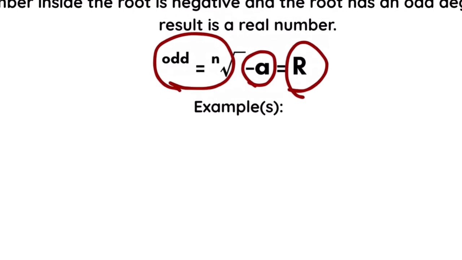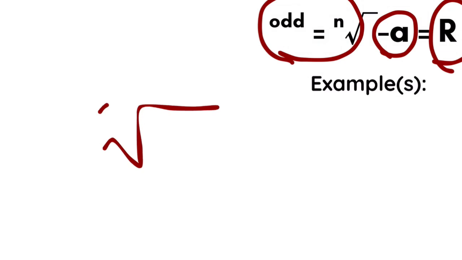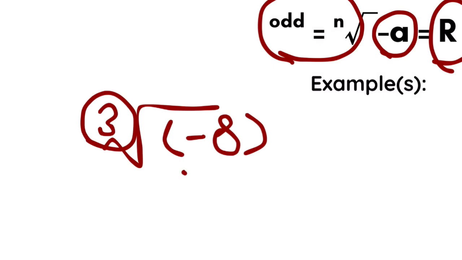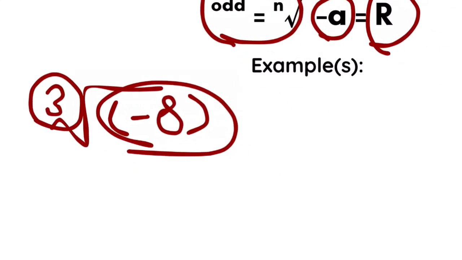Let's experiment with an example. For example, I have the third root of minus 8. So my degree is odd, my radicand is a negative number, so I know that the answer is a real number. What does this mean? It means that the result is minus 2.